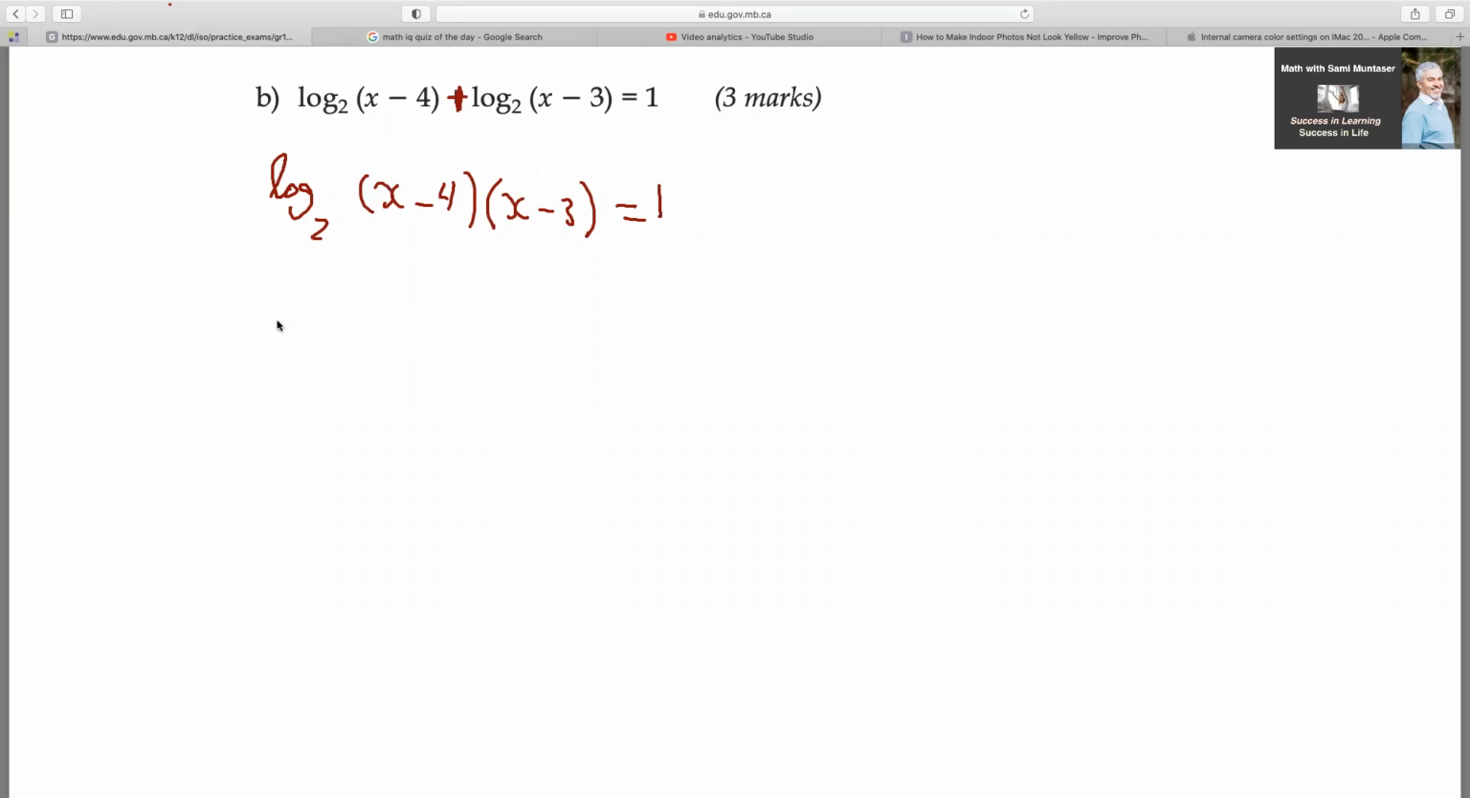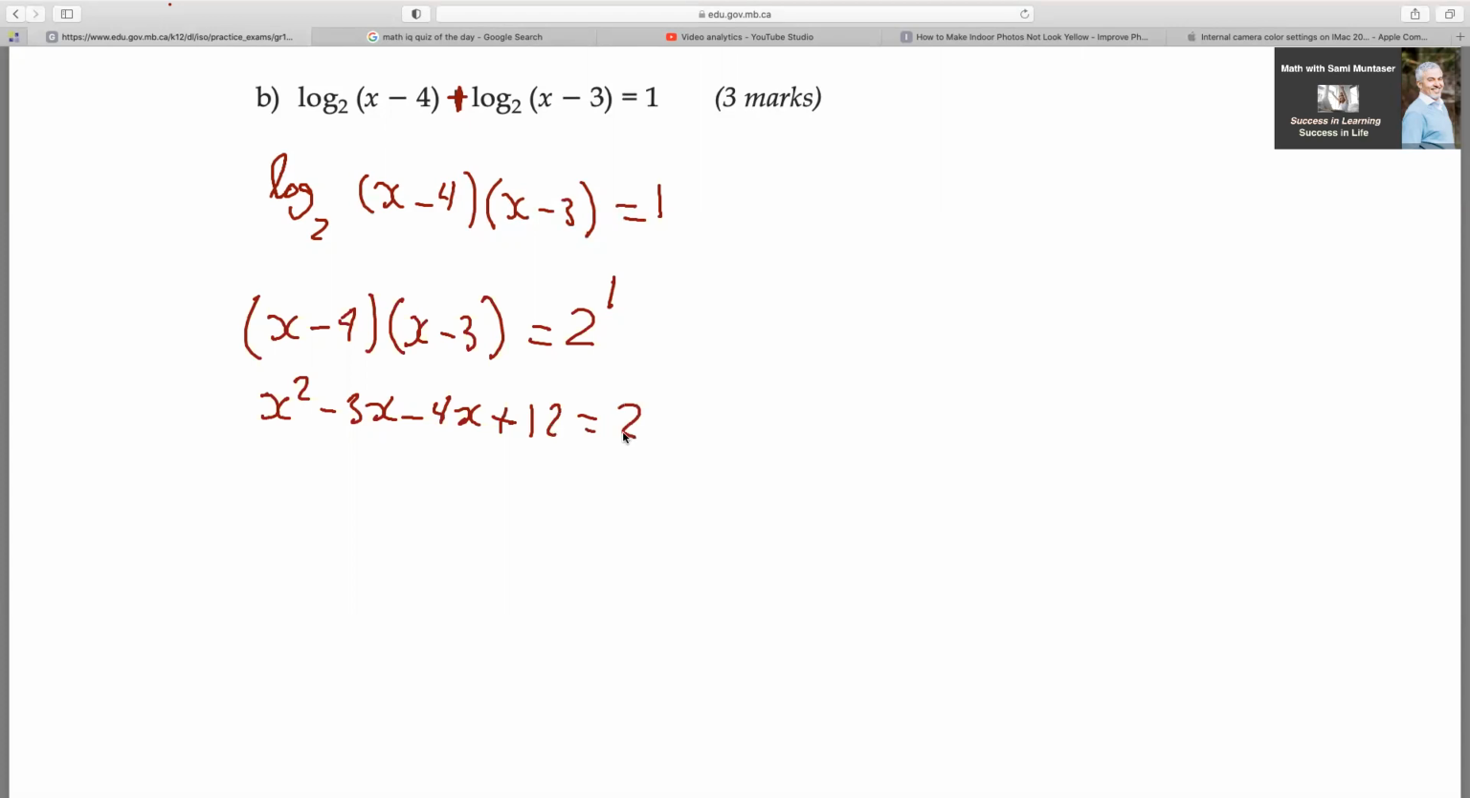So once you do that, you're going to get x minus 4 times x minus 3 equals 2 to the 1. So basically you change it from a log function to an exponential function. Now FOIL this, and you're going to get x squared minus 3x minus 4x plus 12 equals 2. Move everything to one side and collect like terms at the same time.